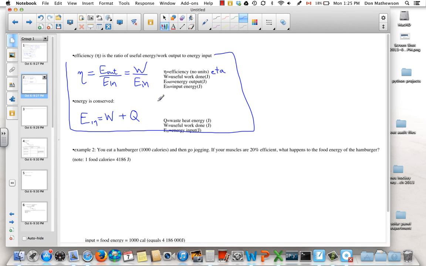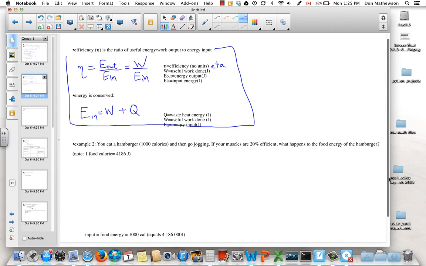Now, in the context of the human body, this would be the food that you ate. This would be walking around, running, climbing, pumping blood, breathing, and then this is body heat. The thermal energy keeps us warm. So let's imagine that you eat a hamburger and then go jogging. Your muscles are 20% efficient. What happens to the food energy of that hamburger?